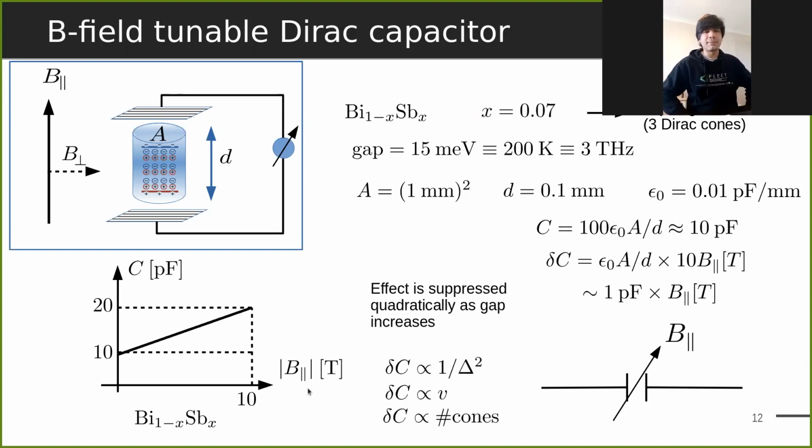Well, this effect is suppressed quadratically as you increase the gap. You can increase this effect if you use a Dirac material that has a higher band velocity. And of course, more cones are better, because every cone contributes similarly.